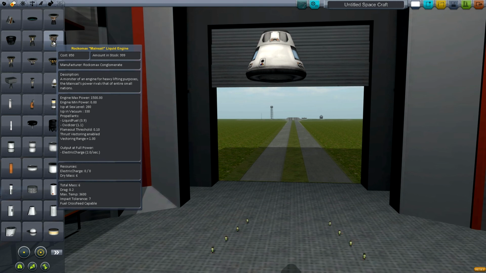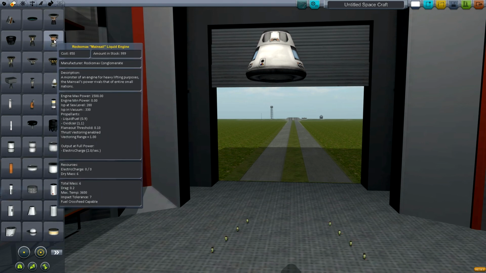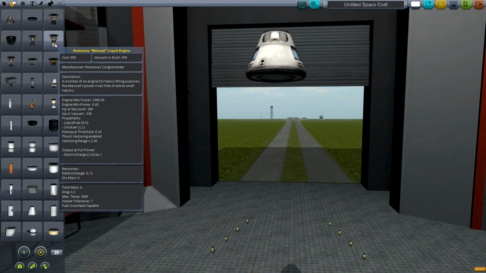Now, the first stat is obviously the maximum engine power. Now, the maximum engine power is pretty much what it says on the tin. It is the amount of force that engine puts out. So, for example, the mainsail, the most powerful base engine in the game, can put out 1,500, and I think this is measured in kilonewtons, I'm not certain, but either way they all use the same units, so it's a direct comparison anyway. But maximum output on that is 1,500. The LV909, however, is only 50. So, maximum engine power there 50, maximum engine power there 1,500.